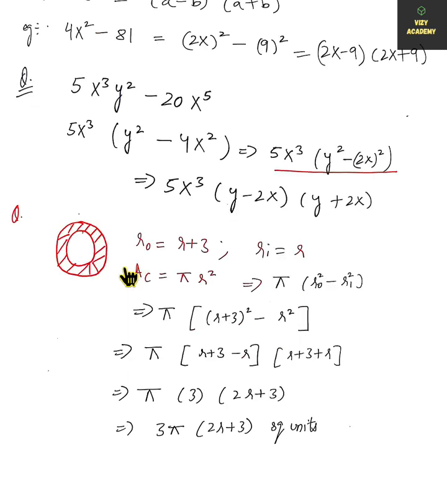Difference of squares is also applied to questions where we have to find the shaded region area. Like in this circle here. In this figure we have two circles with two radii. So r outer is equal to r + 3, r inner is equal to r. The area of a circle is given as πr². Now because we are finding the area of the shaded region, it will be π r outer² minus r inner². That will give us the area of the shaded region.